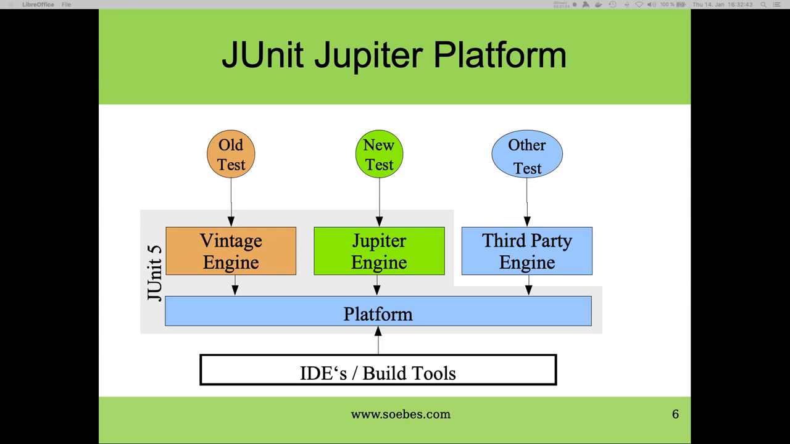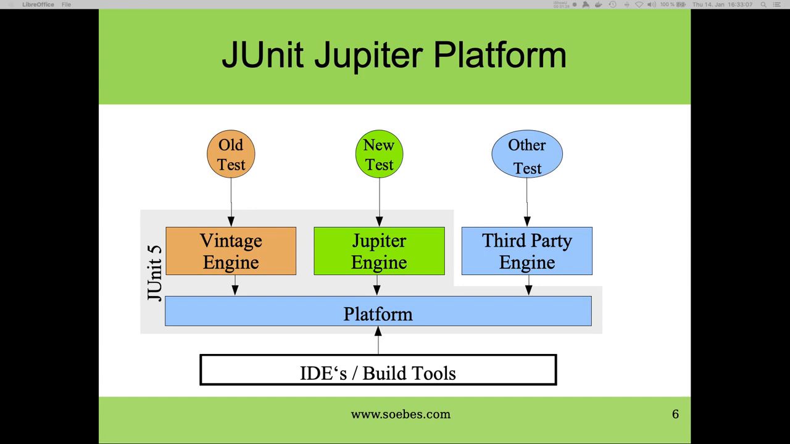If you take a look at the left side, you see the vintage engine, which is responsible for running and, of course, identifying JUnit 4 tests. That means you can combine JUnit 4 and JUnit 5 tests in a single project, which is possible. It's very convenient for migration from JUnit 4 to JUnit 5 only tests.